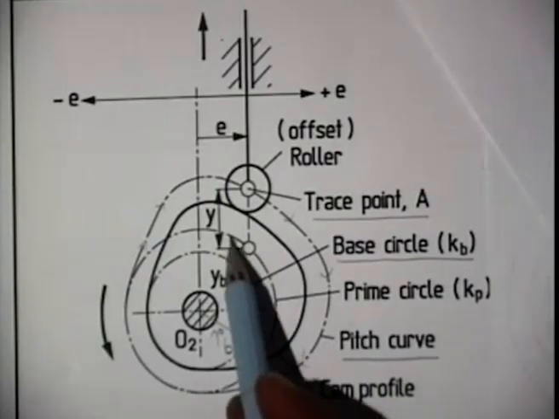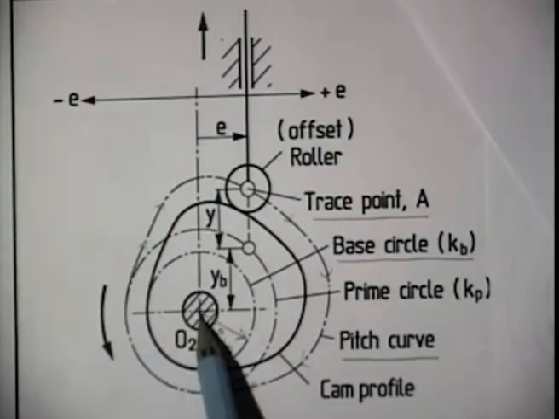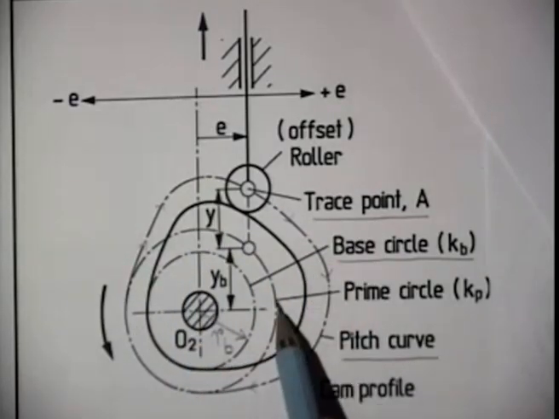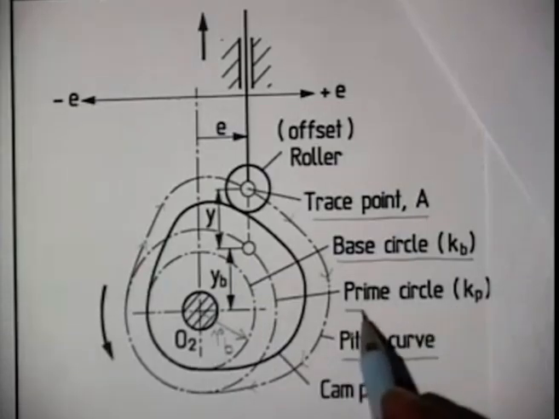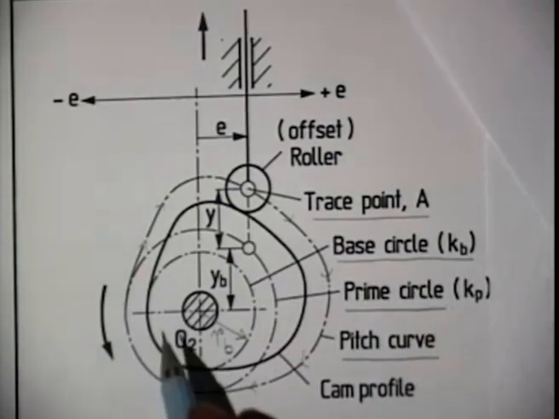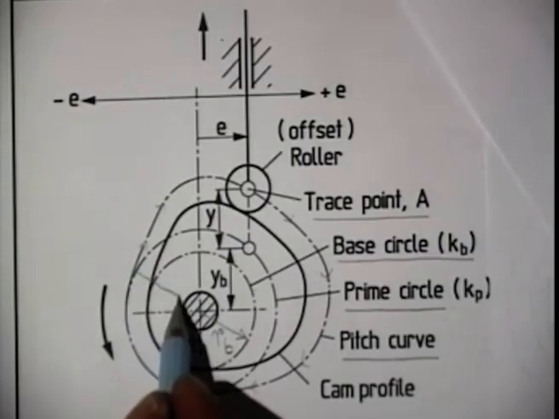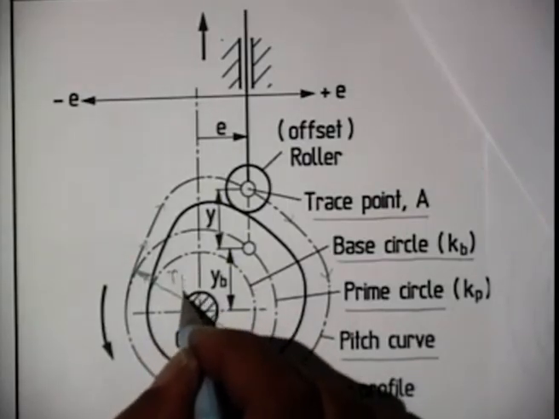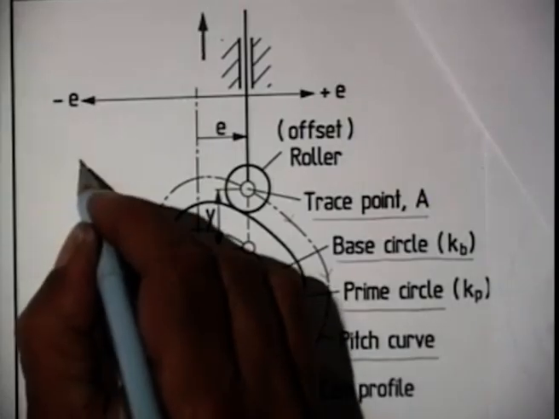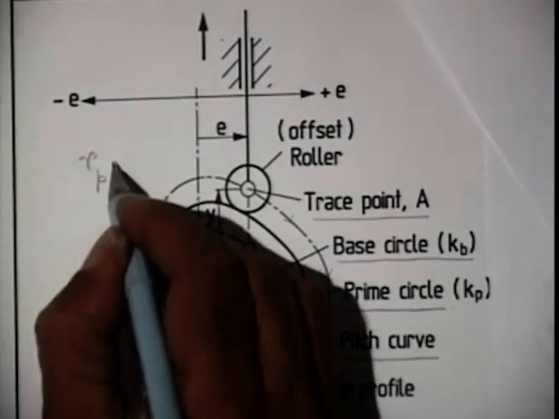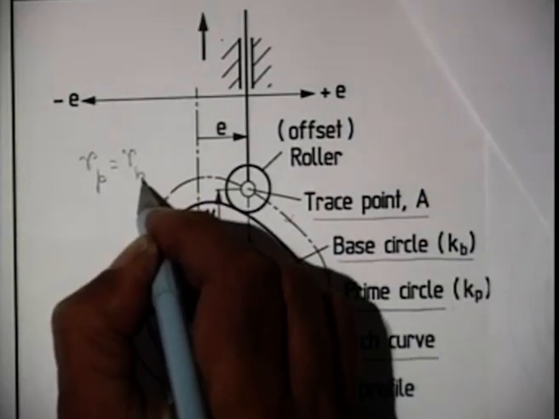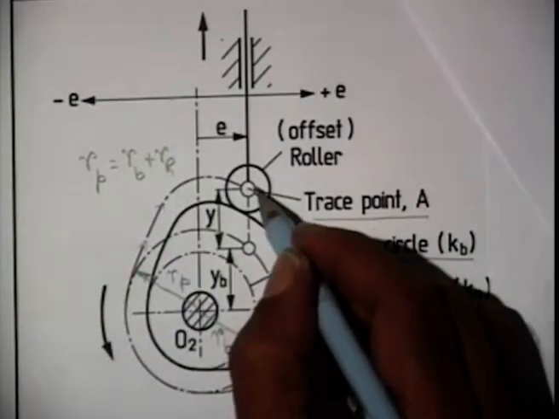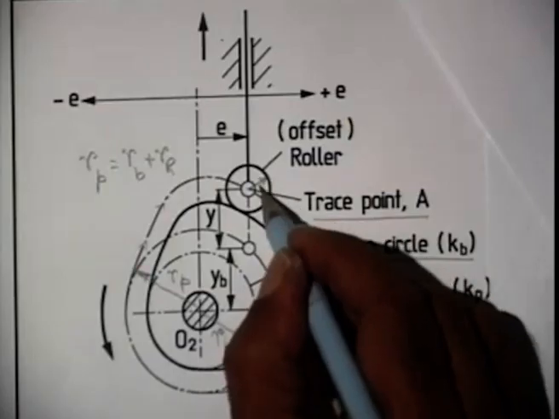And the smallest circle that can be drawn with camshaft center as the center and tangential to this pitch curve we called prime circle. If the radius of the prime circle is Rp, then we can easily see that Rp is nothing but Rb plus Rr, where Rr is the roller radius.